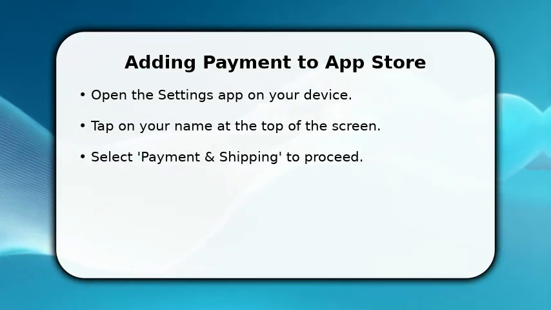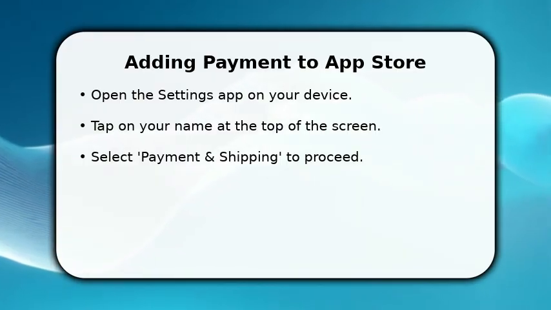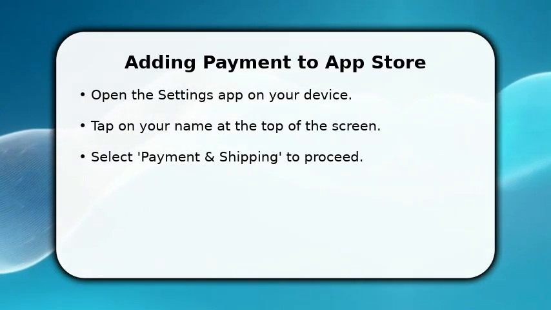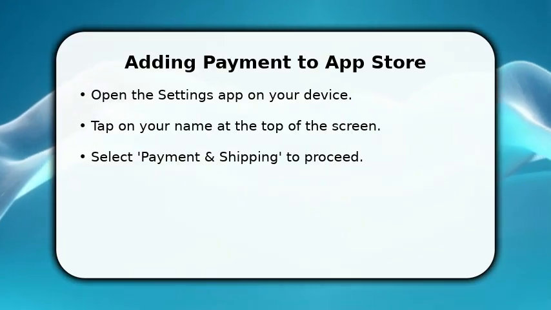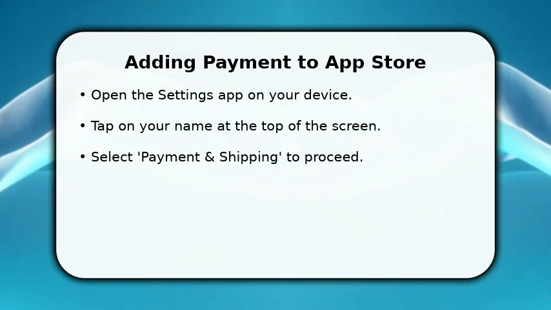First, open the Settings app on your iPhone or iPad. Then, tap on your name, which is usually at the very top of the screen. Next, you'll see an option for payment and shipping. Tap on this to manage your payment methods. This is the crucial first step to ensure your App Store purchases are seamless and secure.